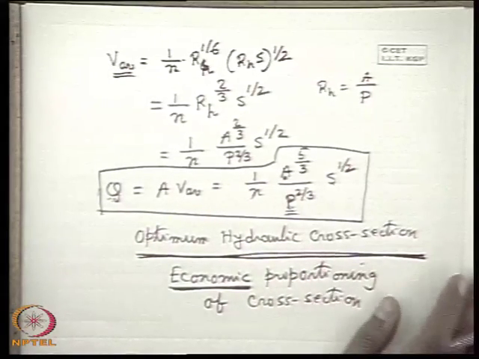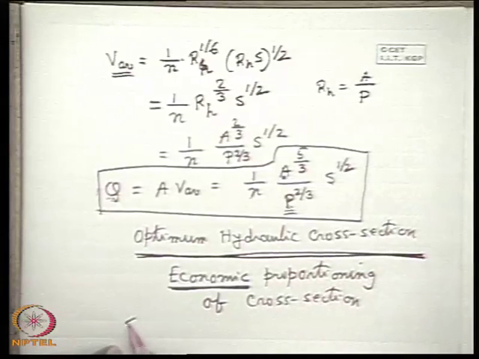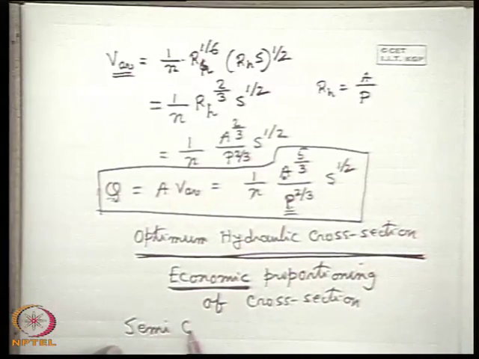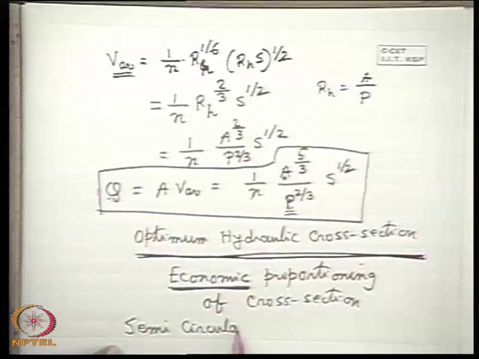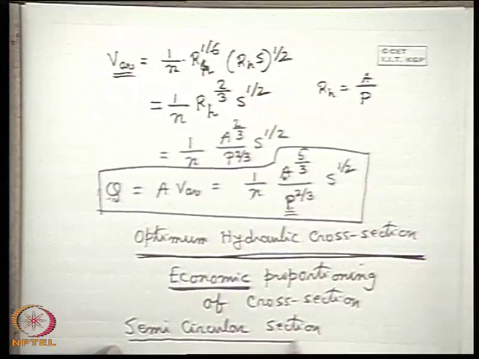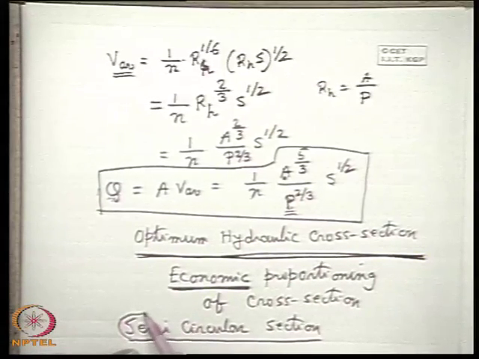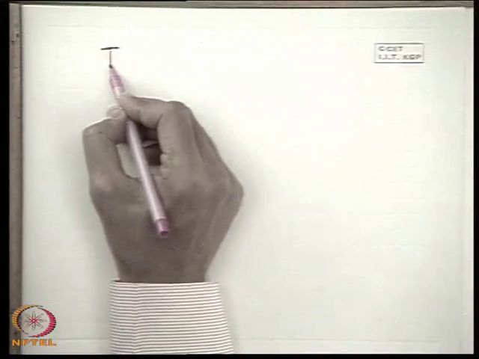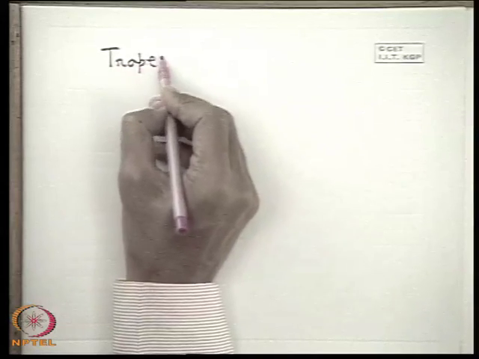Now out of all sections, we know that a semicircular section gives a minimum wetted perimeter out of a given cross sectional area. But it is not used for different constructions due to some practical difficulties, though it can be built from prefabricated sections, but it is not in use. The most popular section is a trapezoidal section.